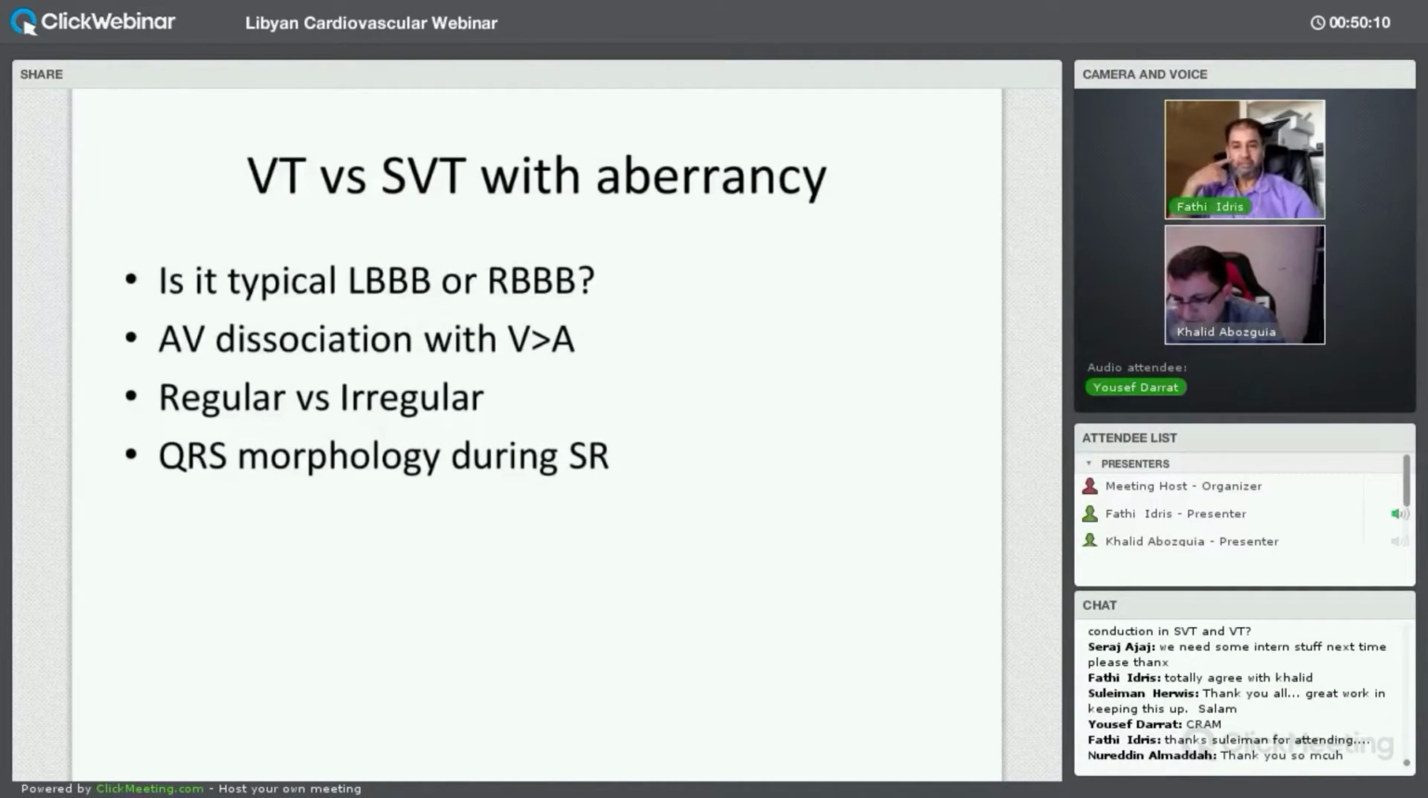Let me add one thing. If someone has coronary artery disease, then most likely it's VT also. So look at the clinical scenario. Yeah, coronary artery disease with a previous MI, that's more in keeping with that. That's right.